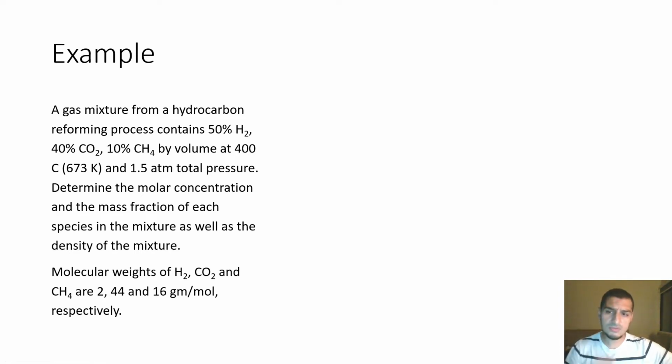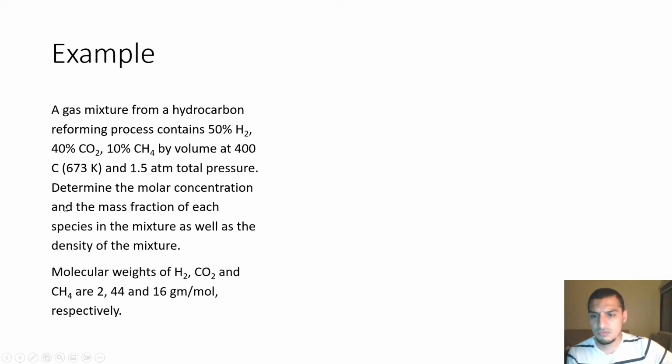And we need to determine the molar concentration and the mass fraction of each species of the mixture, as well as the density of the mixture. So there will be parts that are very similar to the previous example. The mass fractions, we know the mole fractions, and we can get the mass fractions of this. This is going to be one part of it. And the density of the mixture is going to be kind of related.